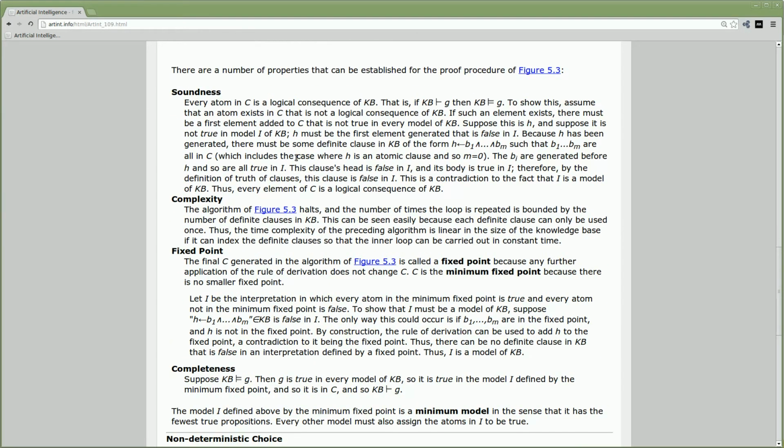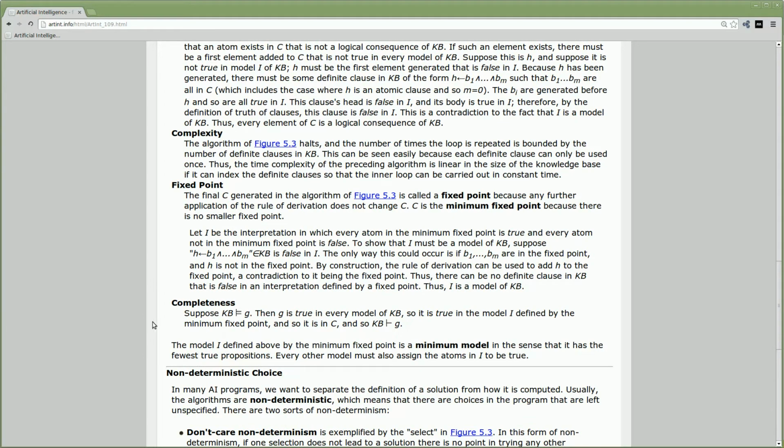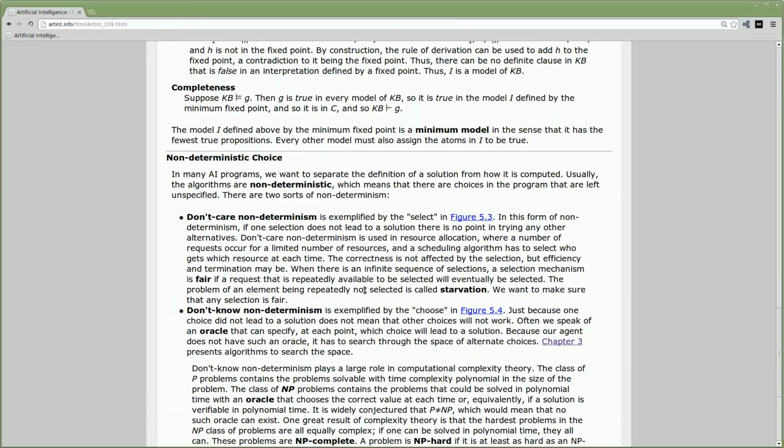So this is, I won't read through all of this, but this procedure is sound. It only draws valid conclusions. It's efficient. It's guaranteed to run in time linear with the size of the knowledge base, and it's complete. It's going to prove any of the atoms that are actually provable. So that's pretty good.